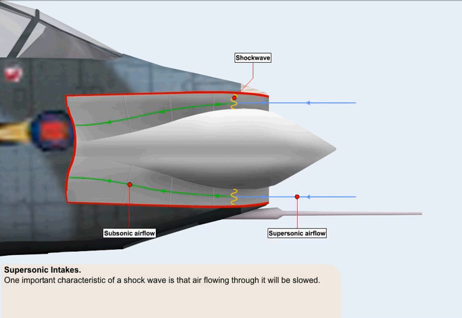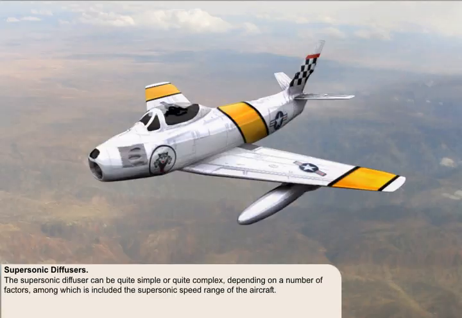One important characteristic of a shock wave is that air flowing through it will be slowed. The task of controlling the shock waves that form on or in the air intake, which is fundamental if we're to efficiently reduce the velocity of the airflow, is undertaken by a supersonic diffuser. The supersonic diffuser can be quite simple or quite complex, depending on a number of factors, among which is included the supersonic speed range of the aircraft.